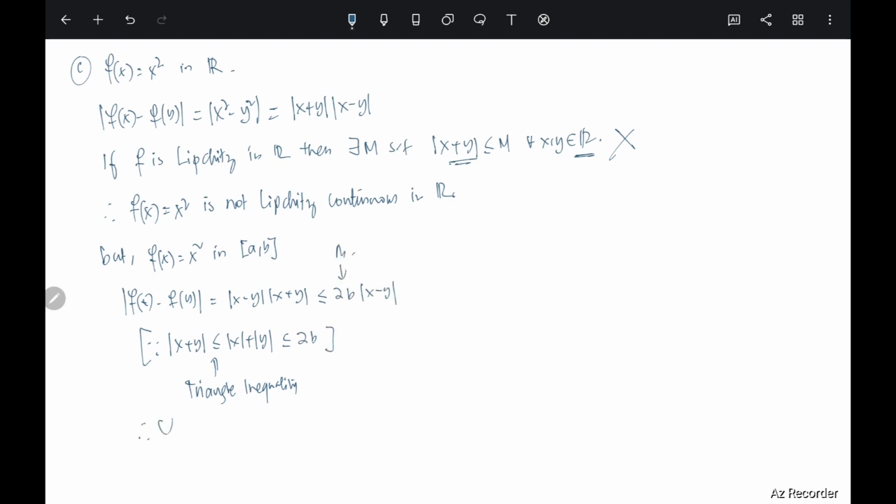So therefore f(x) equals x squared is Lipschitz continuous in closed [a, b], with Lipschitz constant, what is the Lipschitz constant? 2b, right? Okay, so I hope this is clear to you, whether it is Lipschitz continuous or not. Okay, so you have to check one problem now. So check f(x) equals x log x, let's say, is Lipschitz.